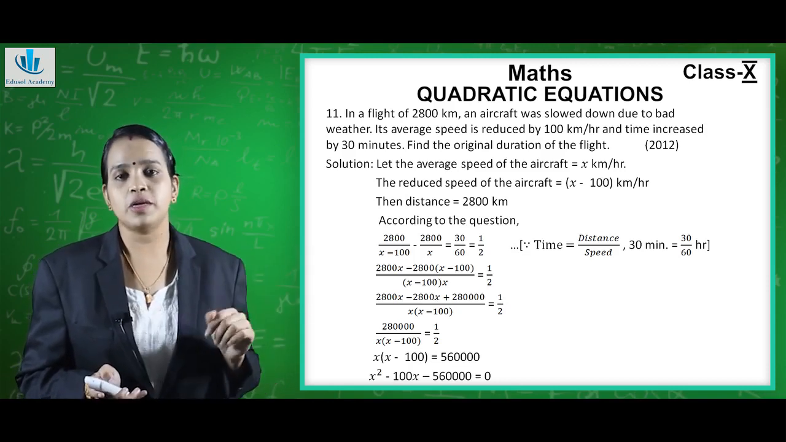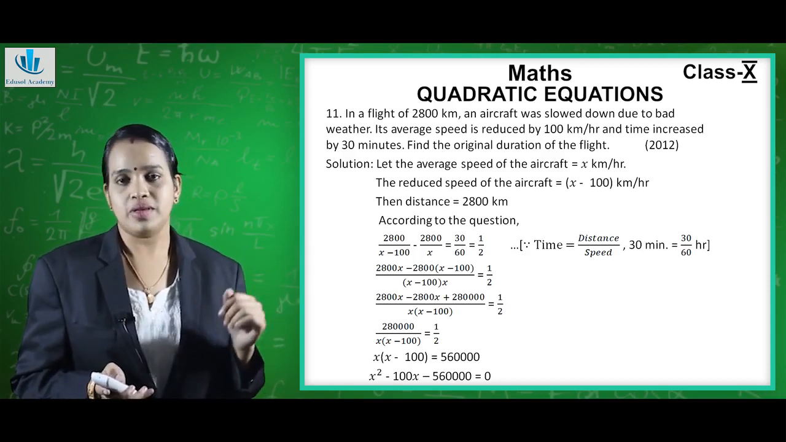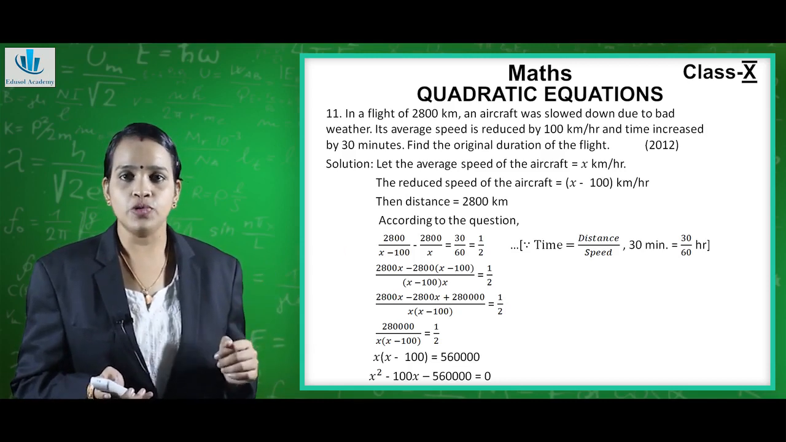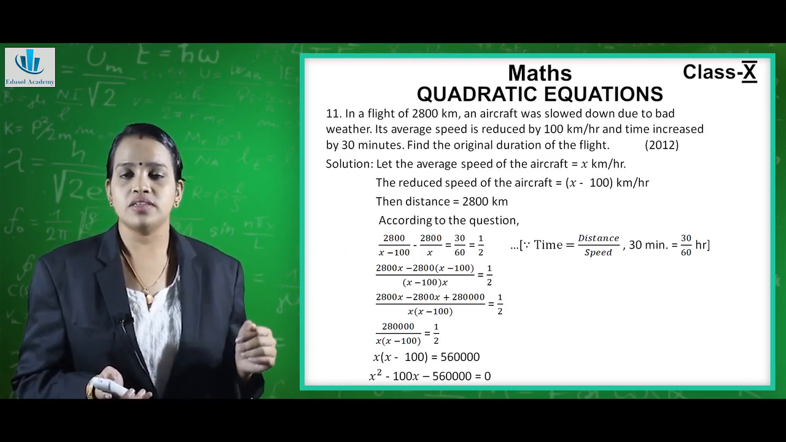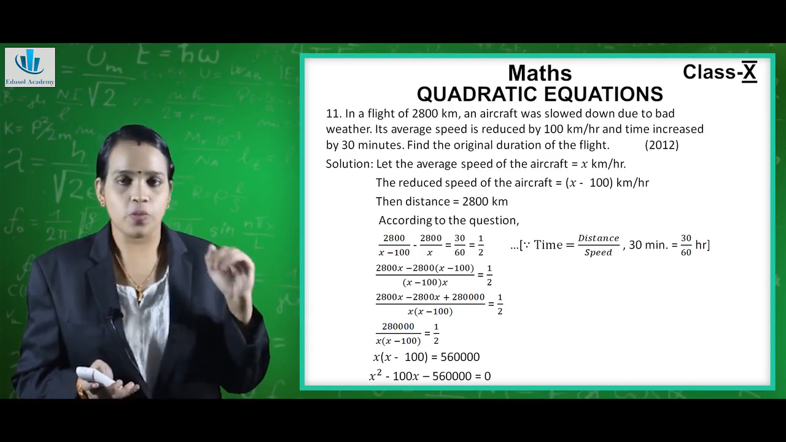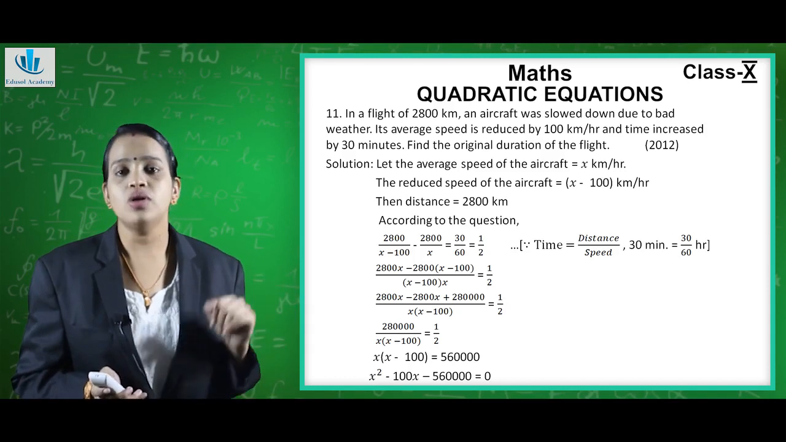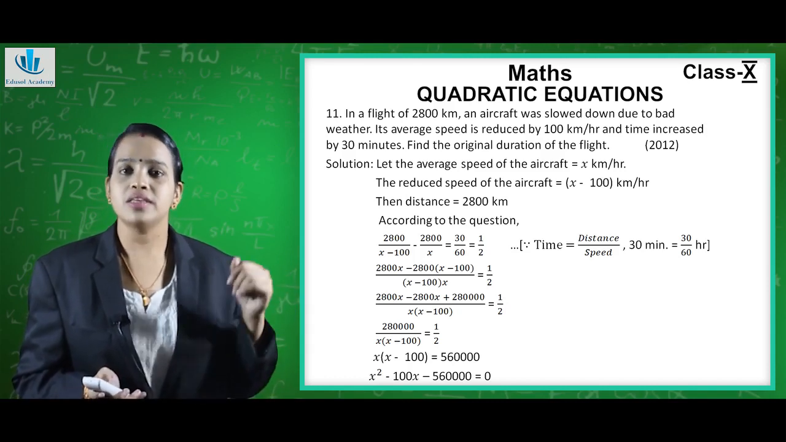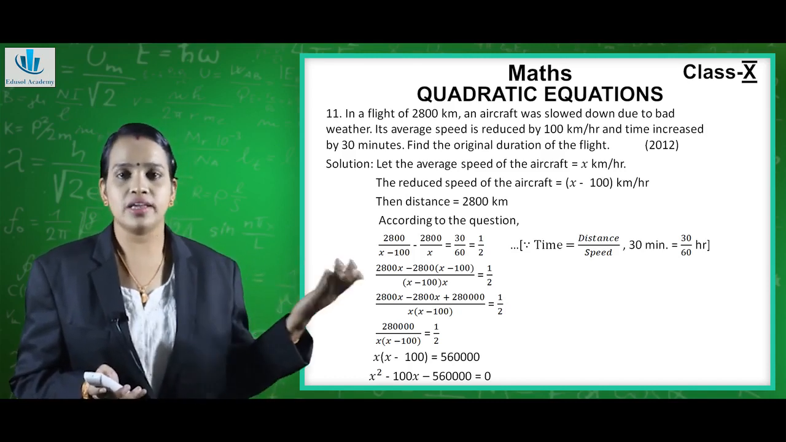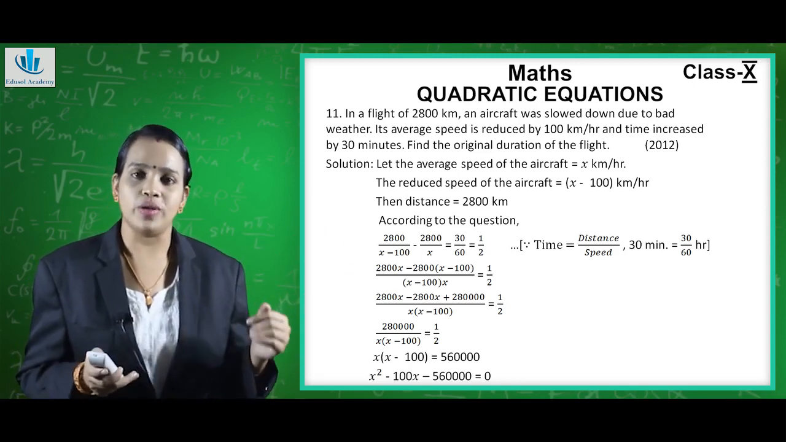So we can cross multiply here. So x into x minus 100 into 1, it remains as it is, equal to 2,80,000 into 2, it becomes 5,60,000. So we can open the bracket over here. So it becomes x into x, x raised to 2 minus 100 into x, 100x, and we are taking 5,60,000 on the other side. So it becomes minus 5,60,000 equal to 0.